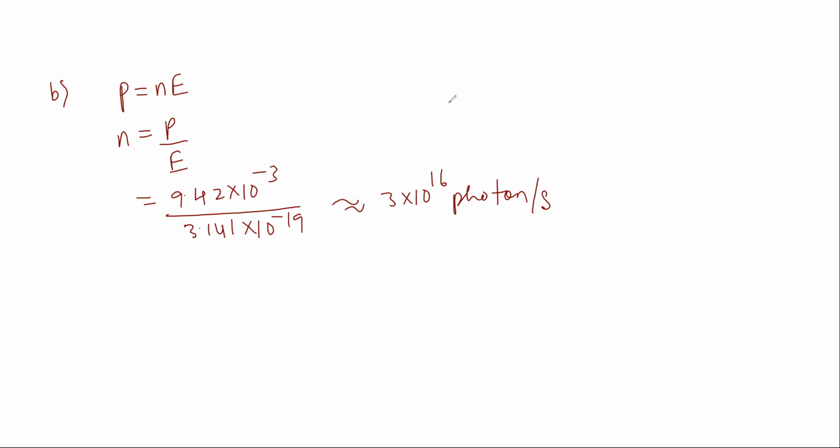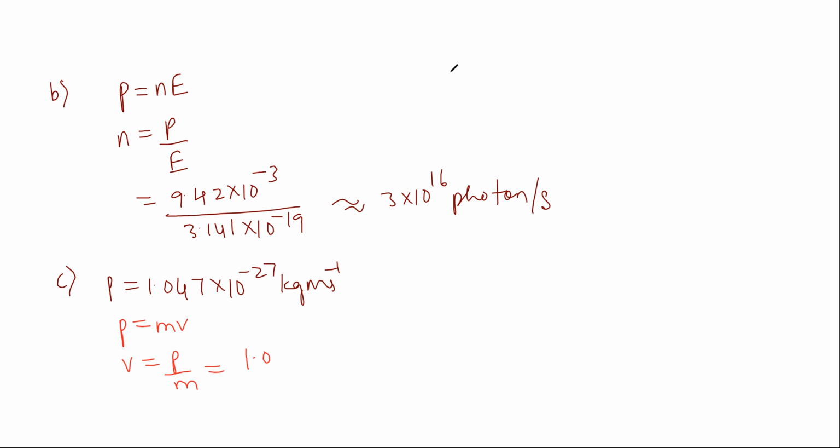So next, C1 to calculate: the momentum of the hydrogen atom is the same as that of the photon. So P is equal to 1.047 into 10 to the power of minus 27 kg meter per second. Here momentum P is given by m into V, where V is the speed of the hydrogen atom. Therefore V is calculated by P divided by m. P value is 1.047 into 10 to the power of minus 27 divided by mass, 1.66 into 10 to the power of minus 27. Simplifying, we get 0.621 meter per second.